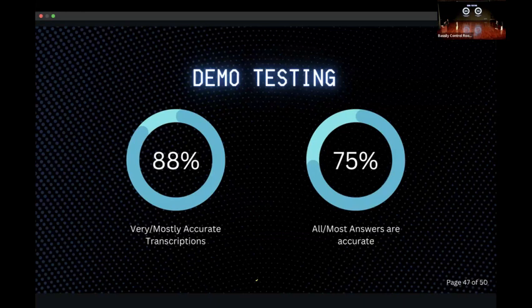After this, we conducted some testing over the full pipeline using this demo. We had the testing with students from our department, other students, and our friends. We ran the demo with 40 people and presented them a survey that they filled out, and about 88% of the students reported that they got very to mostly accurate transcriptions for their speech, and about 75% reported that they got all or most answers to be super accurate.